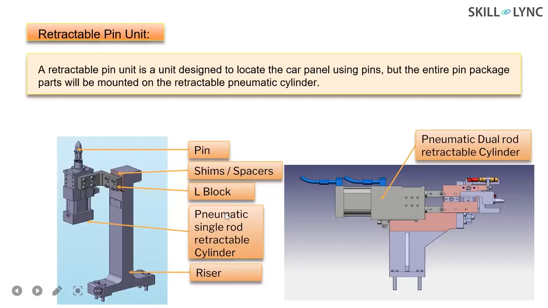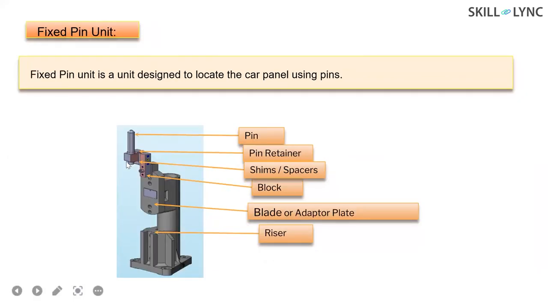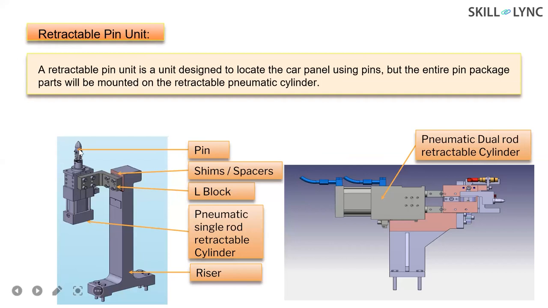So next one, retractable pin unit. I will be explaining when you need to use the fixed pin unit and when you need to use the retractable pin unit with the help of CATIA or annotations. Okay. So here, I'm going to place the pin and the respective components on the retractable cylinder. So this is a pneumatic cylinder where I'm going to place the pin. Okay. And that is mounted to the same risers. So the remaining components will be the same as they are. Instead of the pin retainer, I'm going to use the retractable cylinder, where I can retract the particular component in place.